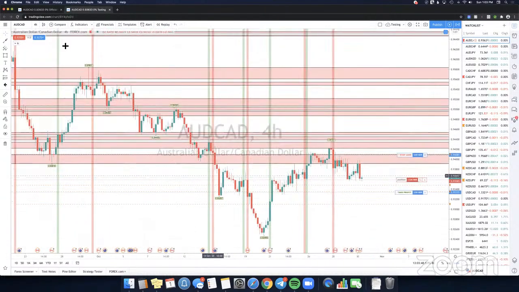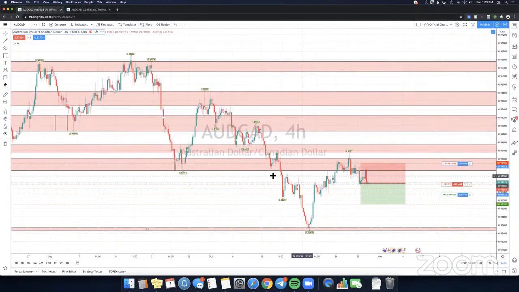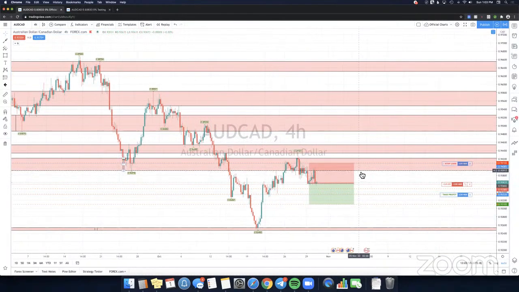All right, so let me just give you guys the parameters for this AUD/CAD, and then I'm going to move on to the next one so I can show you guys another example. So right here, this upper zone is going to be 0.93917, and this lower zone down here is going to be 0.92531. So that's it for AUD/CAD right there.